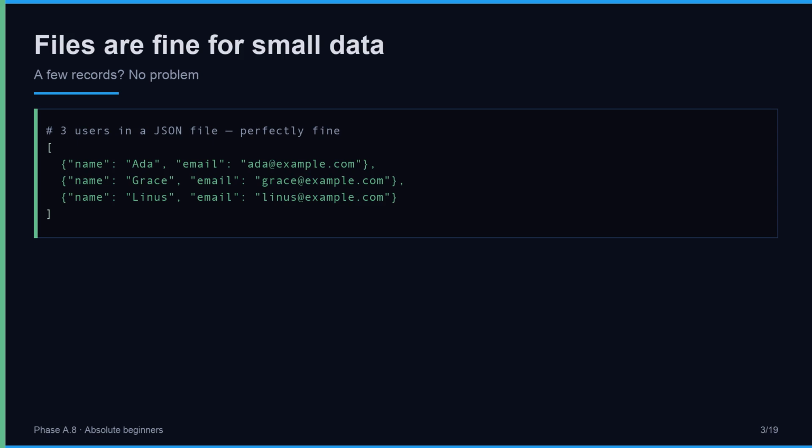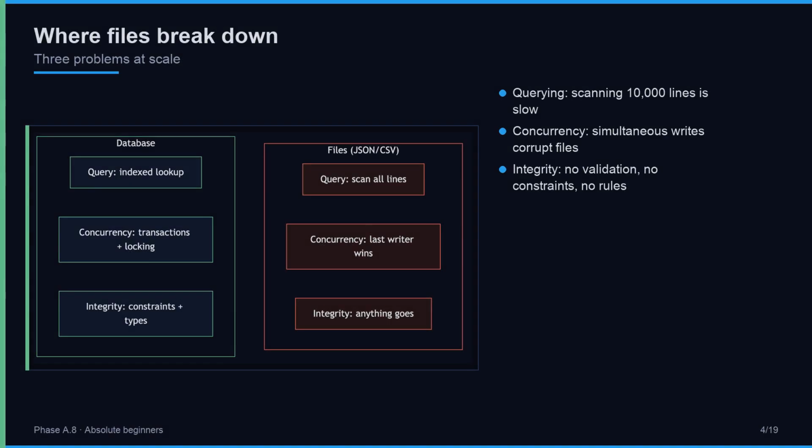Do not over-engineer. If your data is small and your access pattern is simple, files are genuinely the better choice. But look what happens as data grows. Problem 1. Finding one user among 10,000 means scanning the entire file line by line, slow. Problem 2. 2 scripts writing to the same file at the same time corrupt the data, no locking. Problem 3. Nothing stops you from storing a user with a missing email, a duplicate ID, or an invalid type, no integrity checks. These 3 problems, querying, concurrency, and integrity, are exactly what databases were invented to solve.